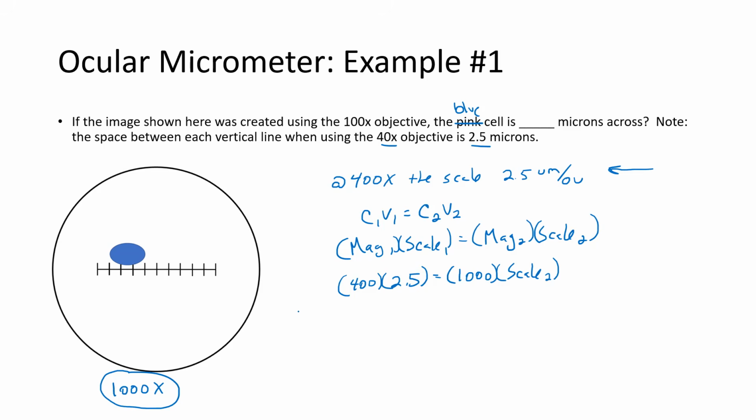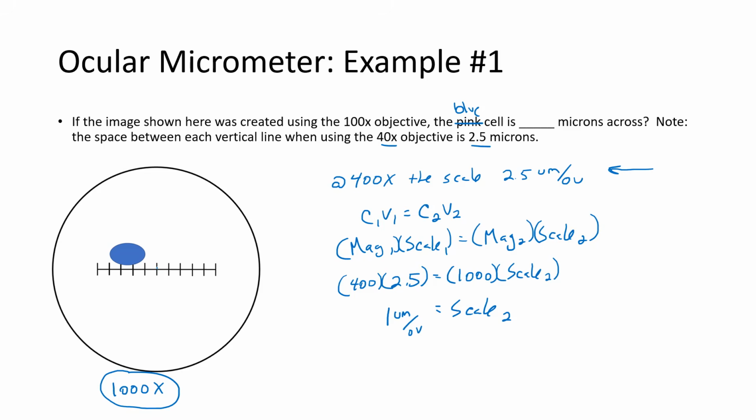And when you do this math, I'm actually going to have to do it on the fly here. We would go 400 times 2.5 and then divide that by 1000. And, well, that makes it pretty easy. That equals 1, right? So 1 is scale 2. And now we need to make sure we plug back in our units, so that'd be 1 micrometer per ocular unit, right? So that gives us our scale, and that makes it super easy.